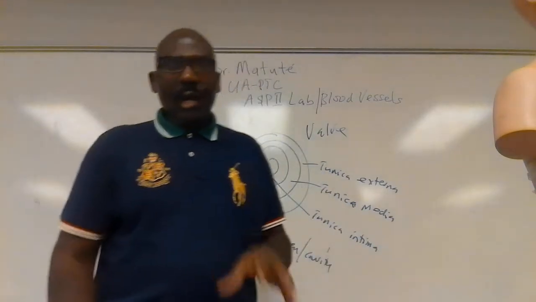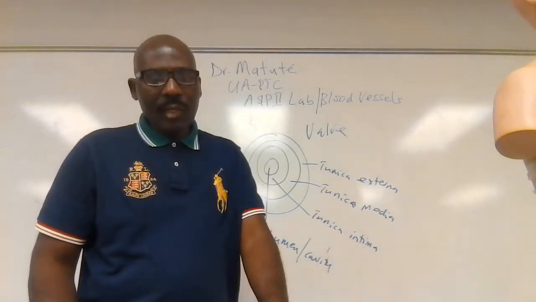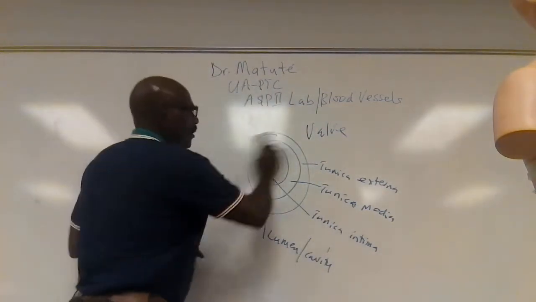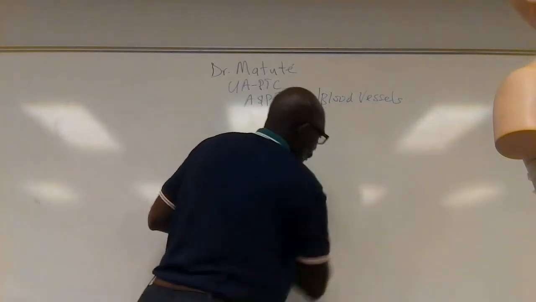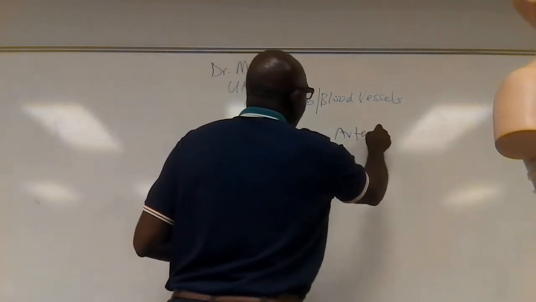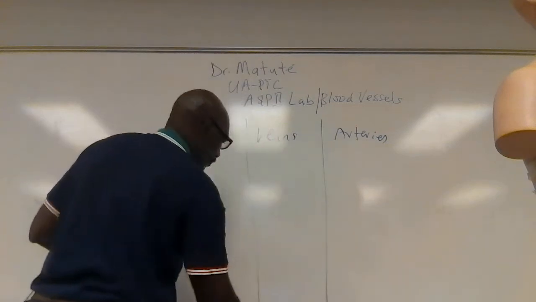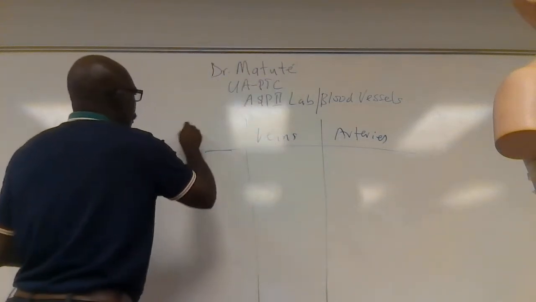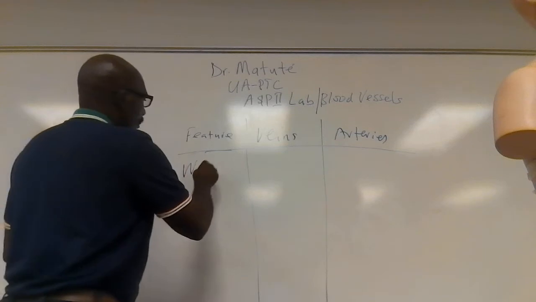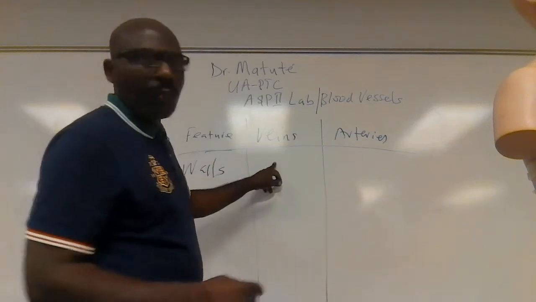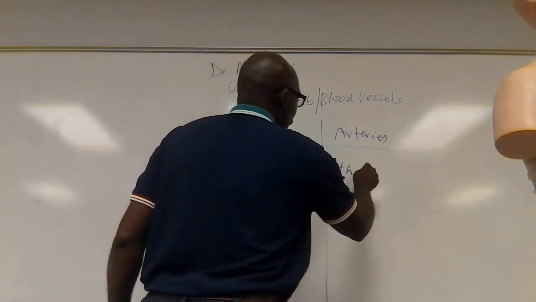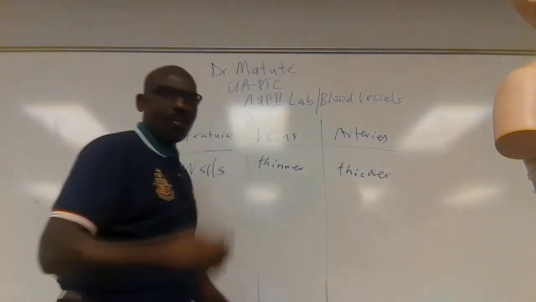Now let's quickly look at some anatomical differences between arteries and veins. Over here we have veins, here we have arteries. Then we can put here features. So what are we looking at? The first thing is the walls. The walls of veins are thinner. The walls of arteries are thicker. Check the diagrams provided. You should be able to see this.